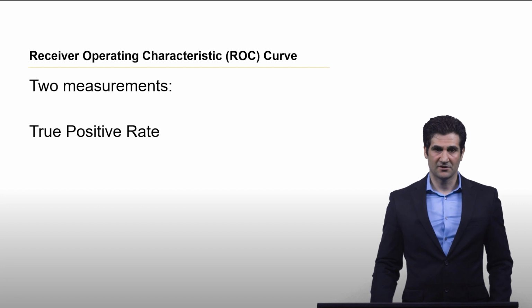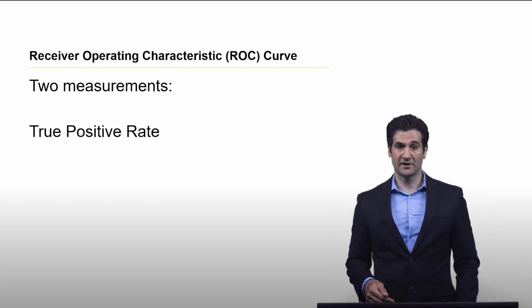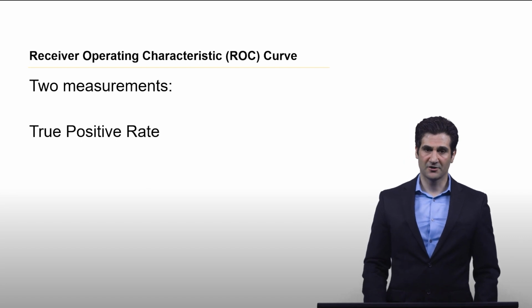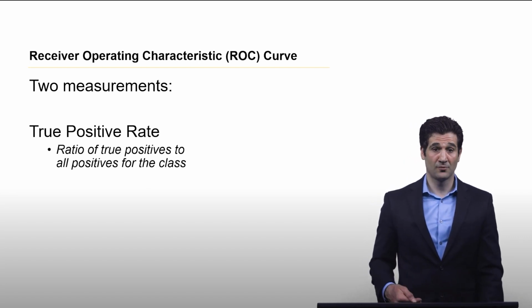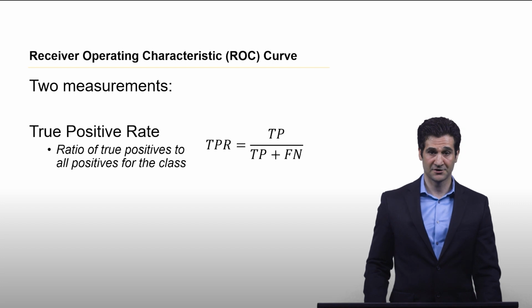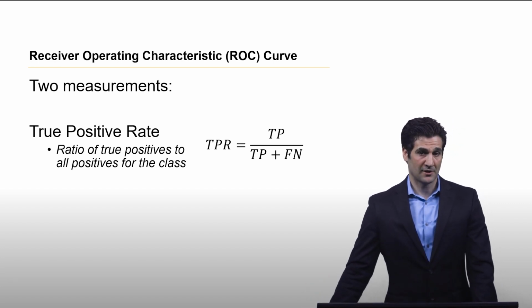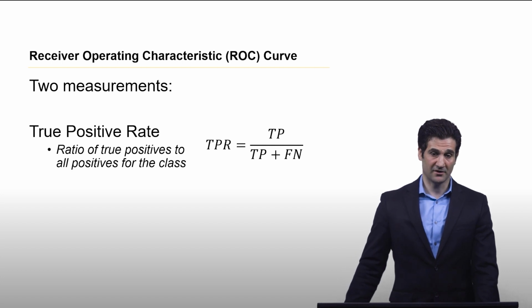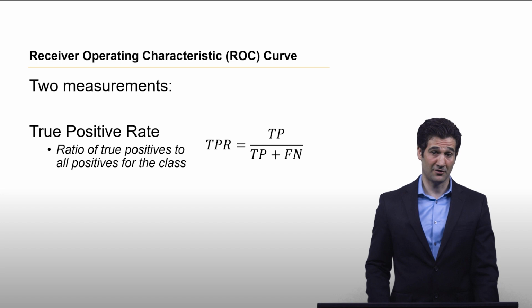So let's look at two measurements that we need in order to create the ROC curve. The first is true positive rate. And this is simply the ratio of the true positives to all of the positives in the data set for that class. So we could think of this as true positives over the sum of the true positives and false negatives. False negatives being positive samples that the model has missed.